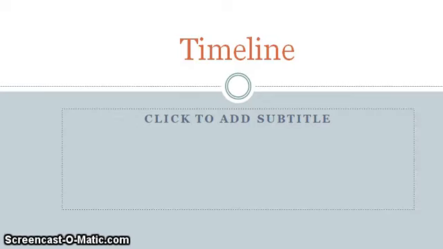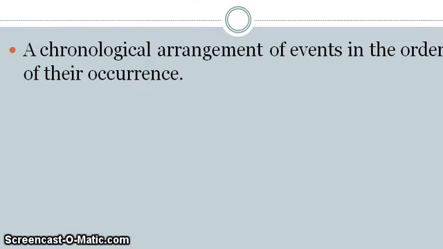Today's discussion will be about timeline. A timeline is a chronological arrangement of events in order of their occurrence. And if in a person's life, when we put the events, we put them in a chronological order. So chronological order is the order of occurrence. So things that happen first must be mentioned first.